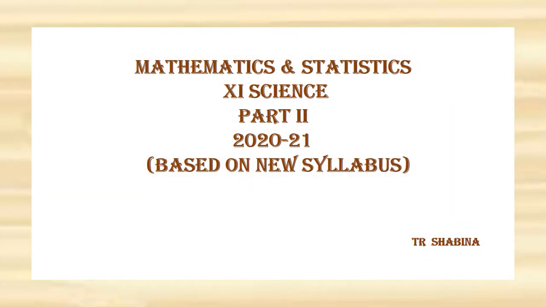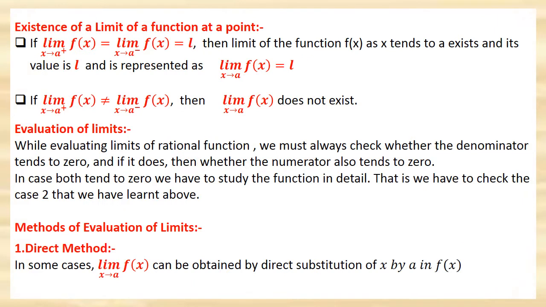Dear students, today we are going to learn some methods to evaluate the limit. Existence of a limit of a function at a point x is equal to a. If limit x tends to a plus f of x is equal to limit x tends to a minus f of x is equal to L, then the limit of the function f of x as x tends to a exists and its value is L, and is represented as limit x tends to a f of x is equal to L.